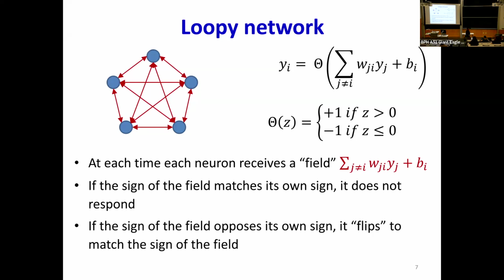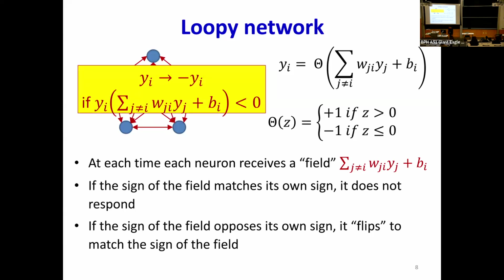The neuron changes its output, it flips, when the sign of the affine value coming in does not match the sign of the current output. So if the total weighted input that comes in is positive and the neuron is currently negative, it's going to flip to become positive. If the total weighted input is negative and the neuron is currently positive, it's going to flip, right?